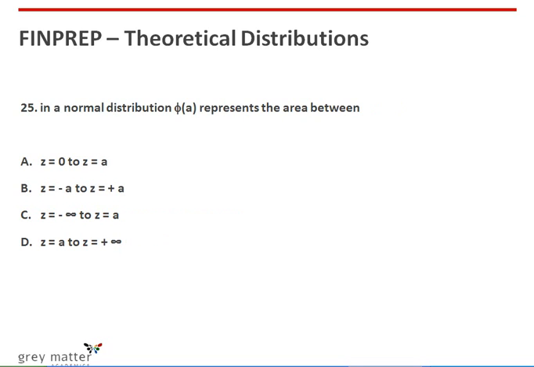25th problem, in a normal distribution, phi of a represents the area from z equal to minus infinity to z equal to a, that is the C option.